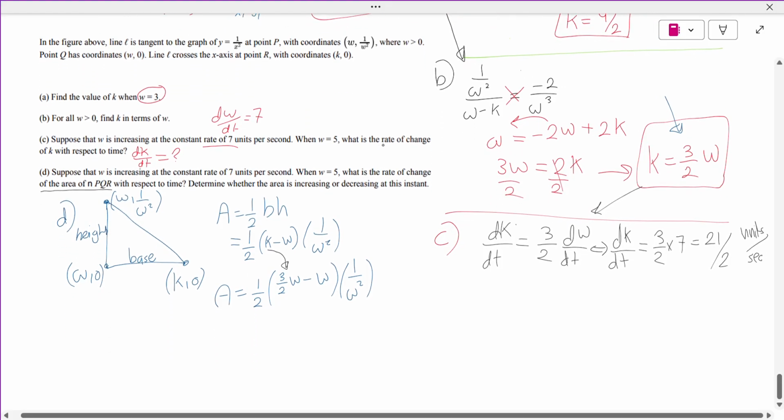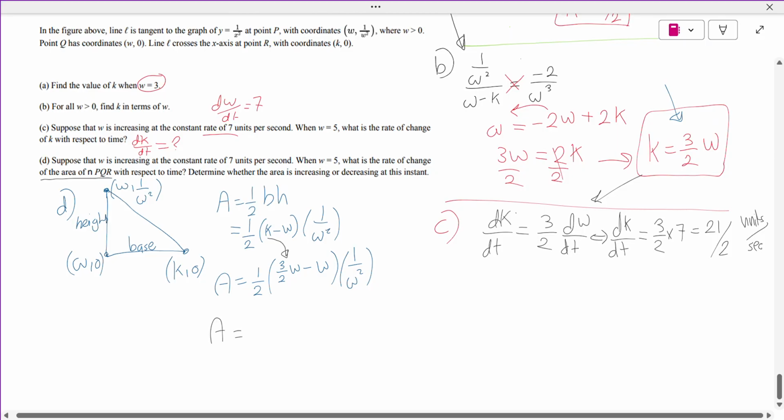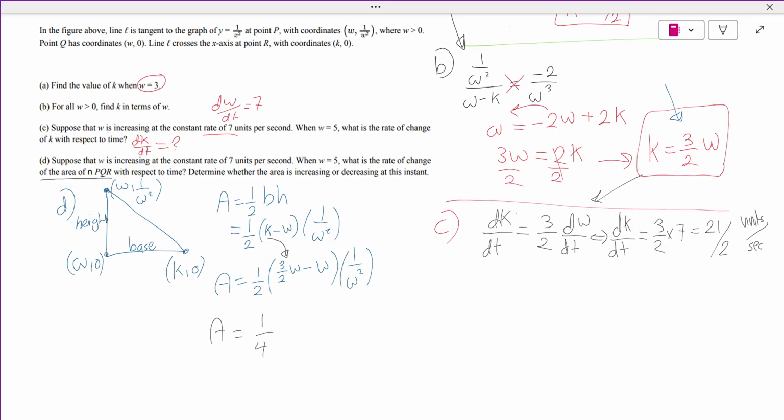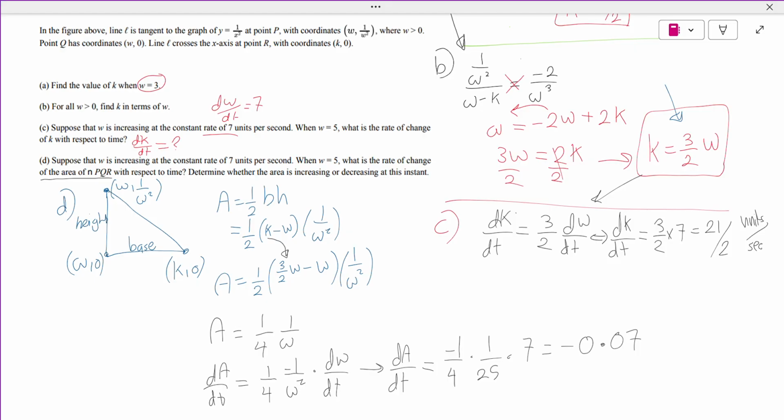Now you can simplify because now everything is written in terms of w. So this is going to be 1 over 4, and on top you have w and 1 over w, because w will cancel with the square. Now, to find the derivative, dA over dt is equal to 1 over 4 as a coefficient. The derivative of 1 over w is negative 1 over w squared times dw over dt. Now, dA over dt at that moment would be negative 1 over 4 times 1 over w squared, which is 1 over 25, times dw over dt, which is 7. This is negative 0.07 unit squared, I guess. Yeah, unit squared per second.